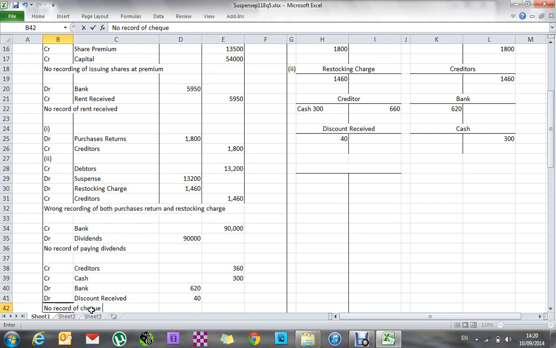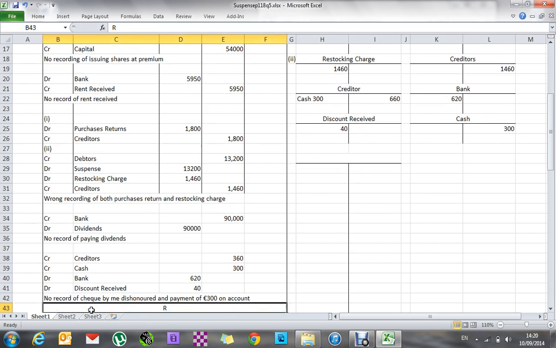So I've got no record of the cheque dishonoured, cheque by me dishonoured, and payment of €300 on account. Okay, so that's the journal done. Now I need to move on, and I need to go and do the suspense, etc. So that's going to be the next one. Okay, that's great. Thank you.